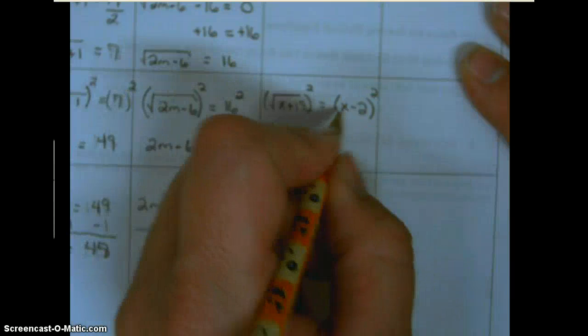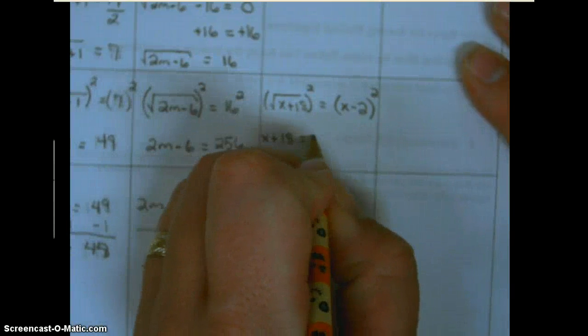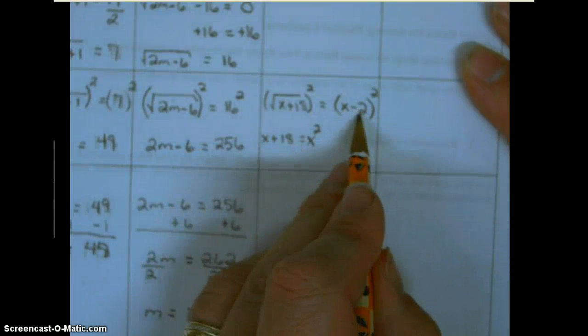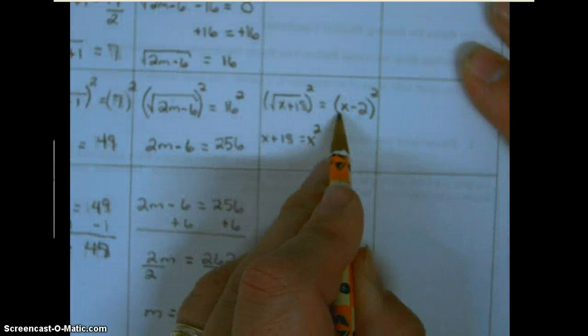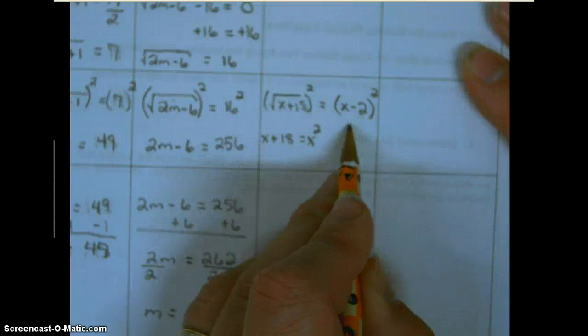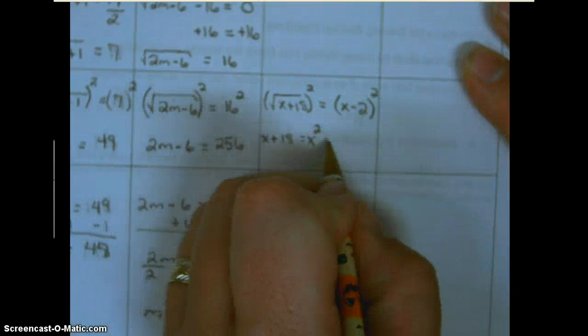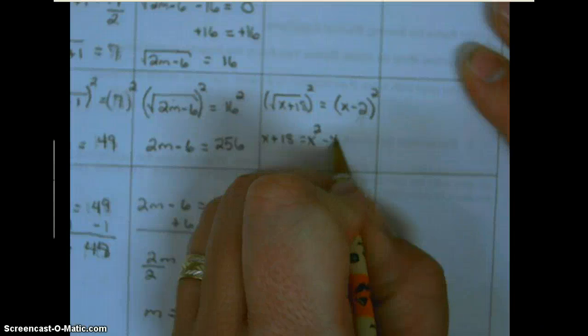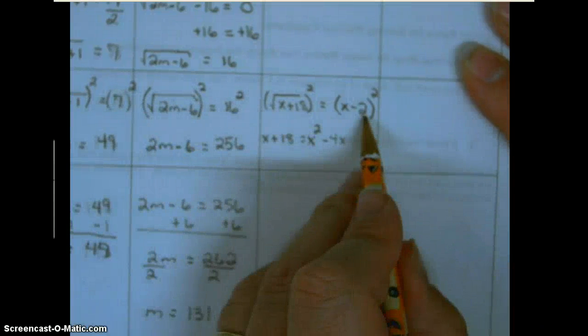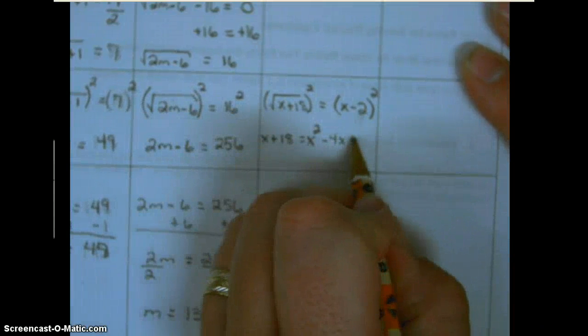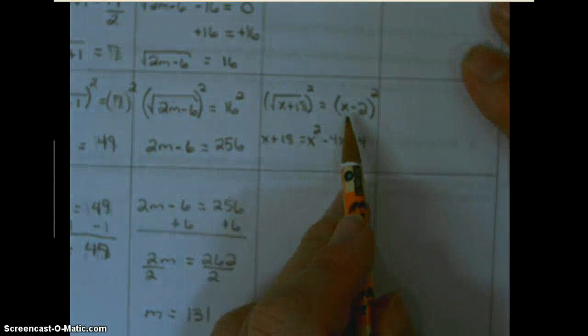So we're going to have x times x, and the inner is going to be negative 2x, and the outer is going to be negative 2x. That's going to make negative 4x. And then negative 2 times negative 2 gives us 4. You can write that out on a separate piece of paper if you need to and FOIL it. x minus 2 times x minus 2.